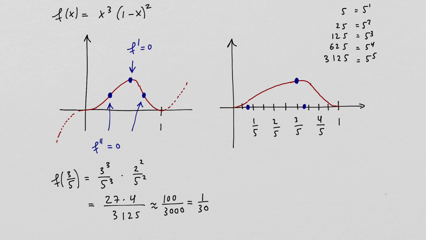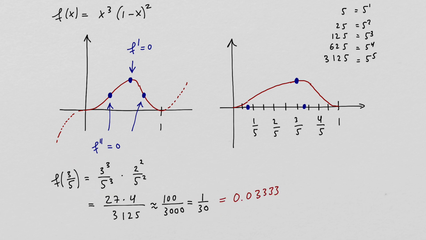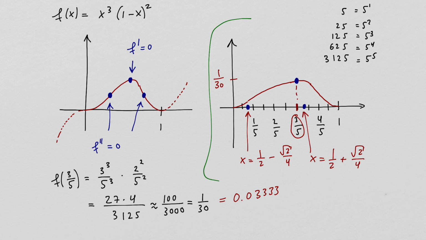Let's still calculate the value of f in the maximum point. What is f in 3/5? Well, we will have something to power 3 and something to power 2, and we can calculate what this gives. It gives about 1/30. So here is a nice graph for our function.